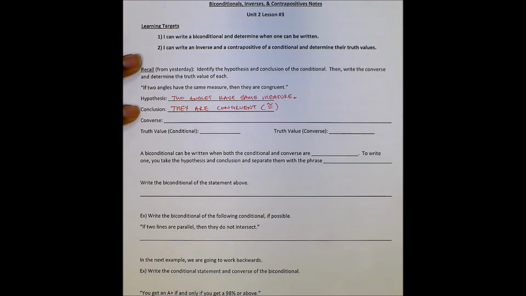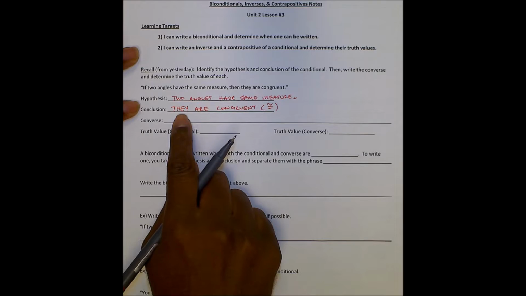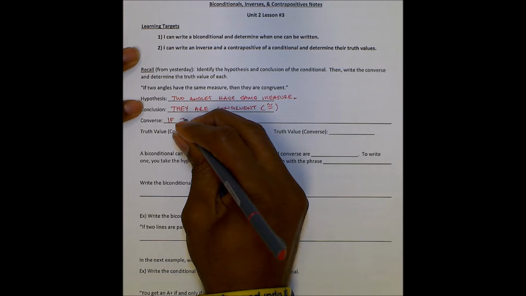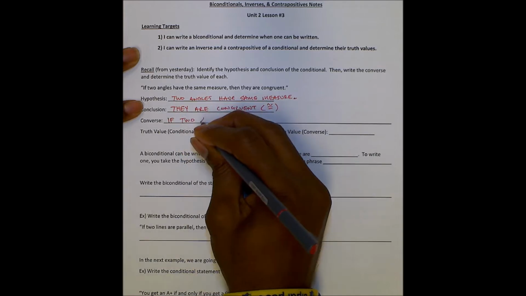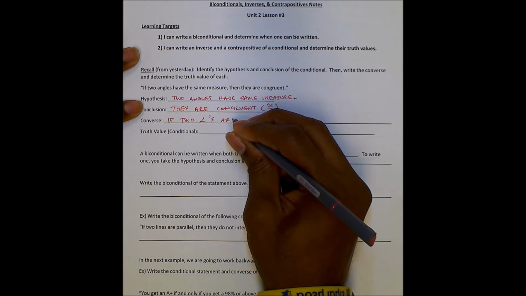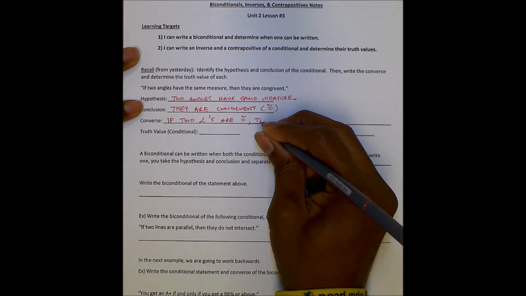Alright, and now the converse, remember, is when we switch the hypothesis and the conclusion. Typically when you do that, you don't have to keep the words all the way the same. Just grammatically, it wouldn't make sense if I say if they are congruent, then two angles have the same measure. I'm not going to refer to "they" until I identify who that is. So I'm going to say if two angles are congruent, I'm just going to abbreviate angles here, comma, then they have the same measure.